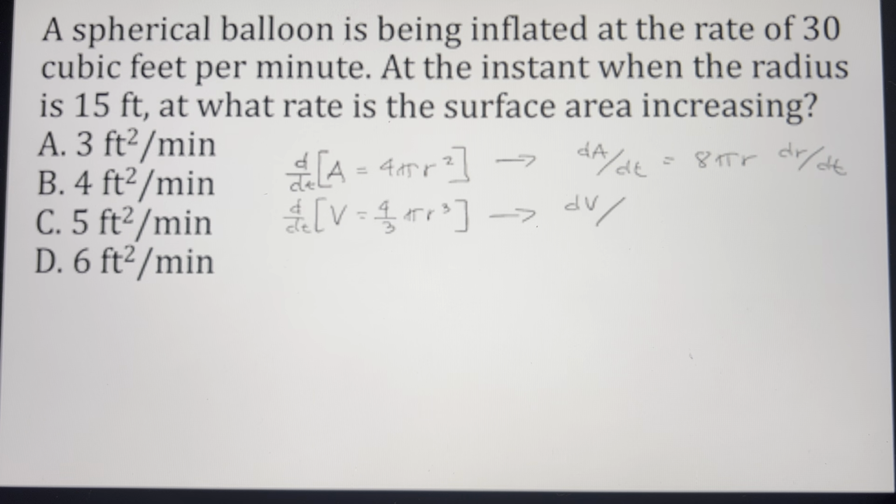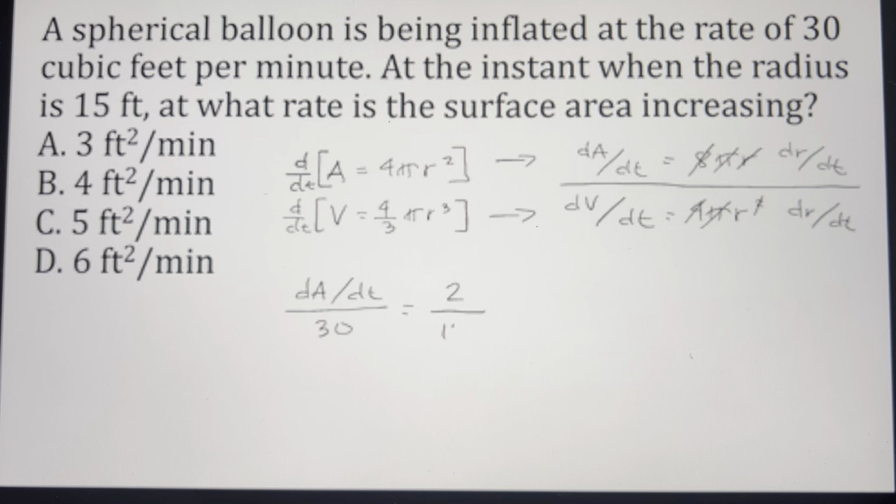Let's get the ratio of the two expressions. The derivative of area with respect to time over the derivative of volume with respect to time, or the rate of change of volume, that is 30 cubic feet per minute. That will be 8 over 4 is 2. We can cancel out pi. We can cancel out one of the radius, and that will be 2 over the radius, and that is 15. And we can cancel out the rate of change of radius.